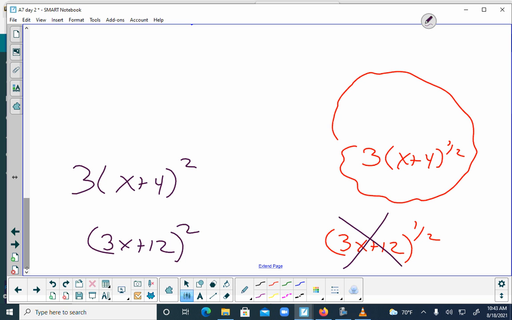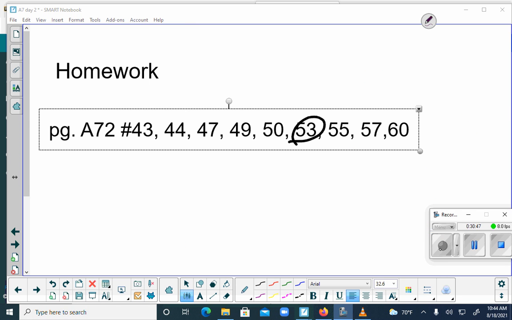Alright, here's your homework. If you did not understand 53, there's no harm in doing 53 again and not looking at and checking your work. So that's your homework, everyone has that? It's on Blackboard.